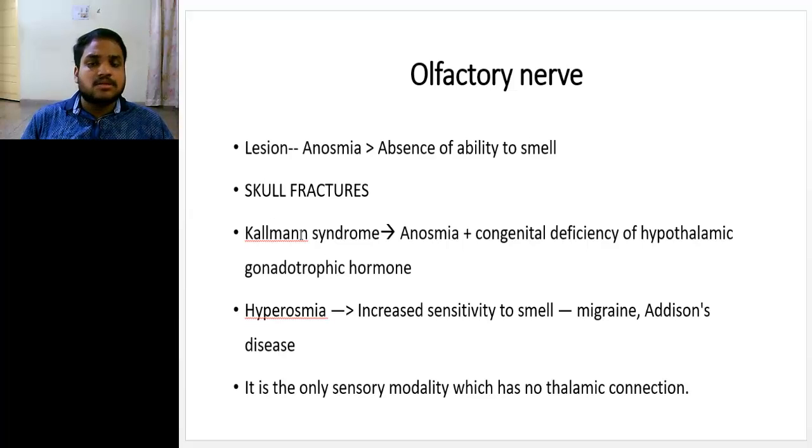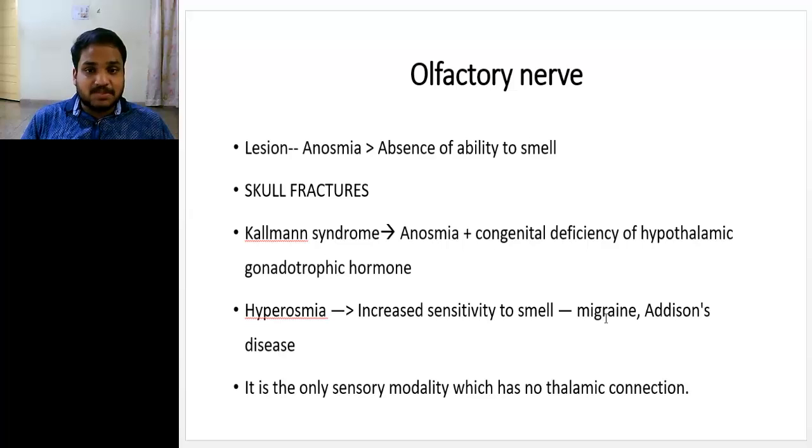And there is another syndrome called Kallmann syndrome, that is anosmia plus congenital deficiency of hypothalamic gonadotrophic hormone. So this is also associated with the olfactory nerve. Now this is anosmia, and there would also be hyperosmia, that is increased sensitivity to smell. That would be there in case of migraine, Addison's disease, etc.